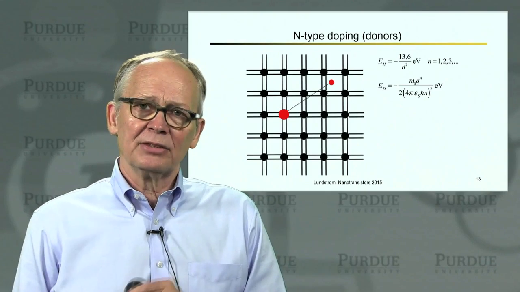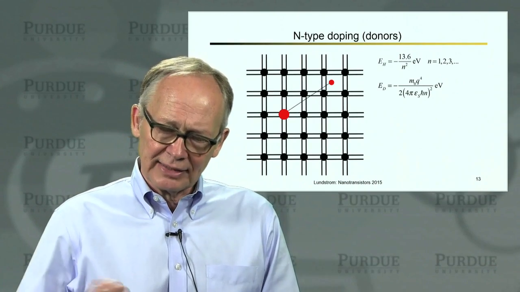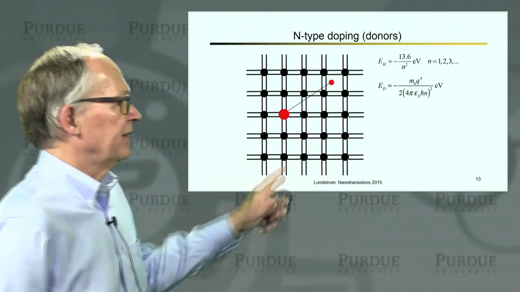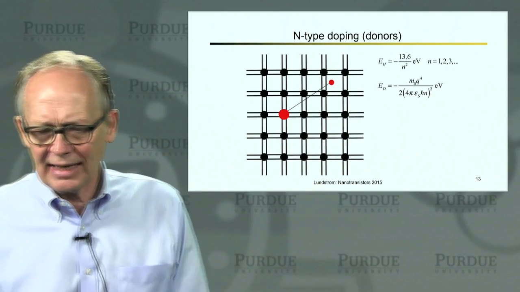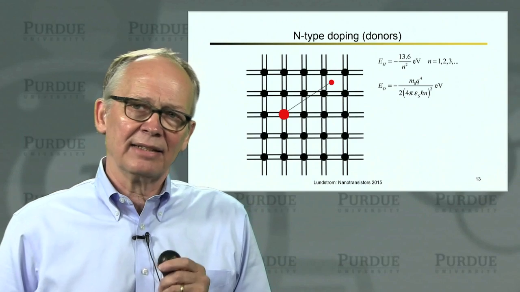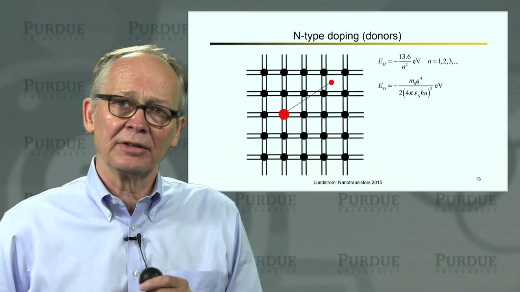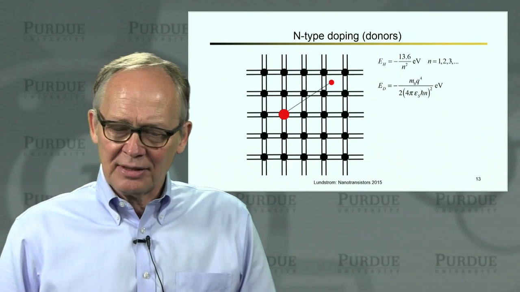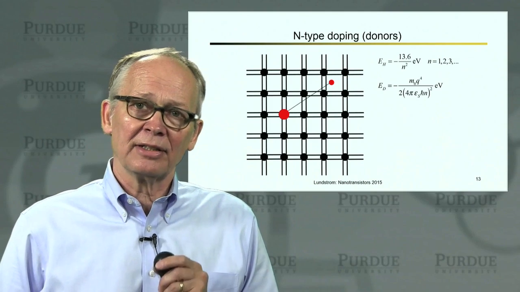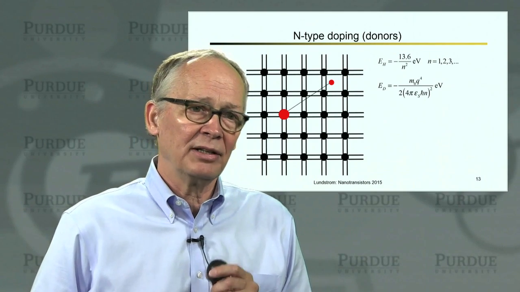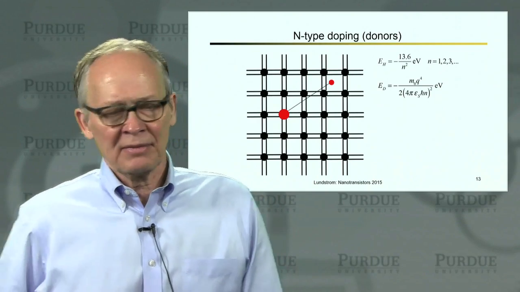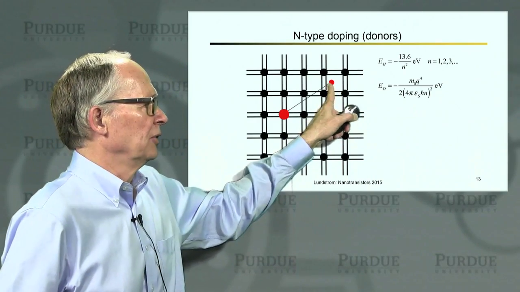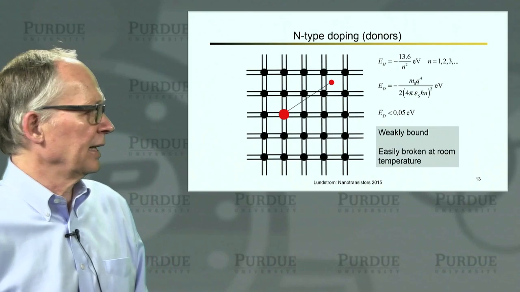The only difference is when we compute the binding energy for this extra electron, we have to take account of the fact that it's inside the silicon material, which has a dielectric constant that is a little more than 10 times higher than vacuum. And that means, since it's squared in the denominator, that the binding energy is a little more than 100 times smaller. So it's very easy to break that bond and for this additional electron to become a free electron.